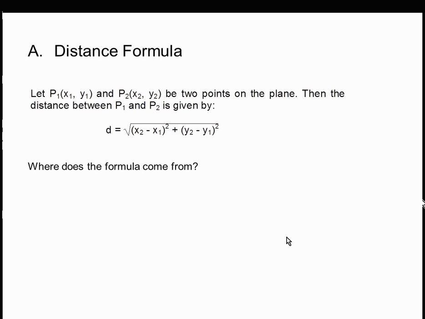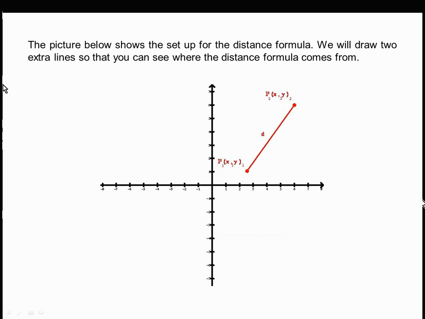Okay, where does the formula come from? Now again, I'm not going to really hold you responsible for deriving it, but you do need to know where it comes from in case someone ever asks you, like, hey, where did the distance formula come from? You can say, oh, it came from this. So here's a picture. The picture below shows the setup for the distance formula. Okay, we're going to draw 2 extra lines so you can see where it comes from. So this is the point x1, y1. Okay, the ones really should be closer to the variables, but they just seem to have migrated apart from each other. And this is the point x2, y2. This is the distance between them, that straight line segment.